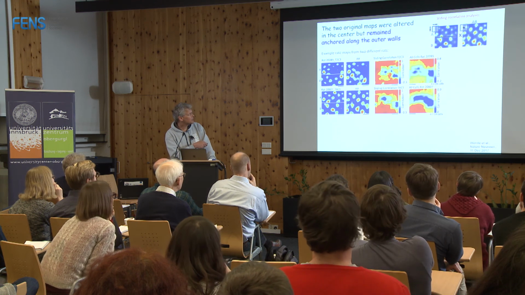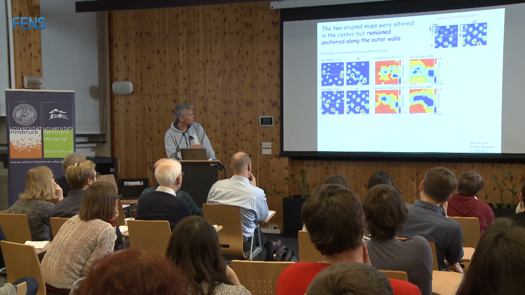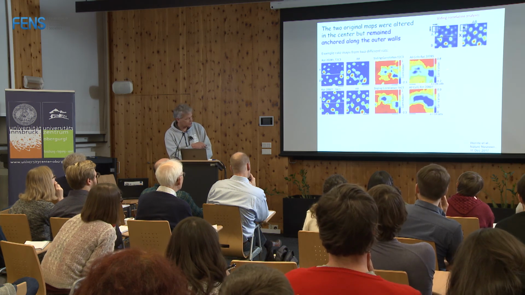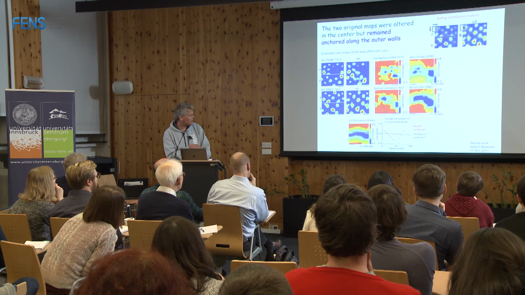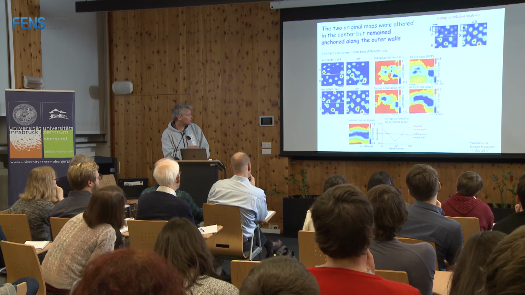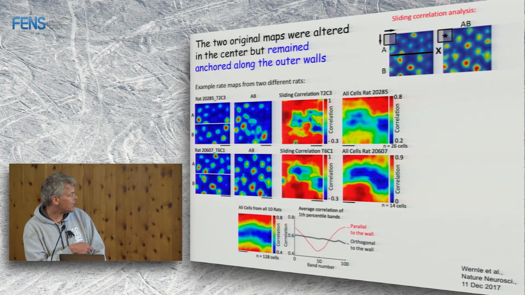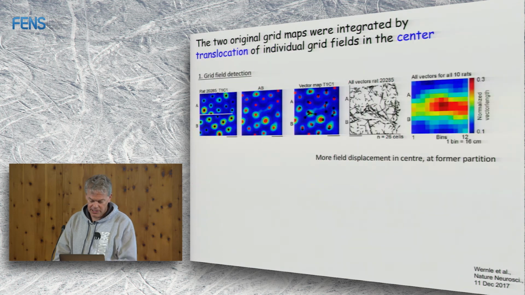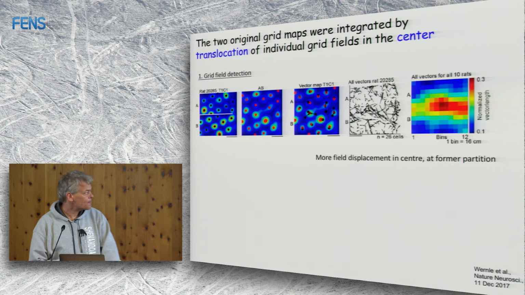So there are high correlations, especially at the top and at the bottom, but lower correlations in the middle. And this becomes clearer as you average the cells, like you see here. If you average all of the cells from all of the rats, you get a clear band in the middle, which shows that there is a lot of change where you remove the wall, whereas the cells actually keep their grid patterns at the upper and lower ends. That's also shown here. So what kind of reorganization takes place in the middle there?